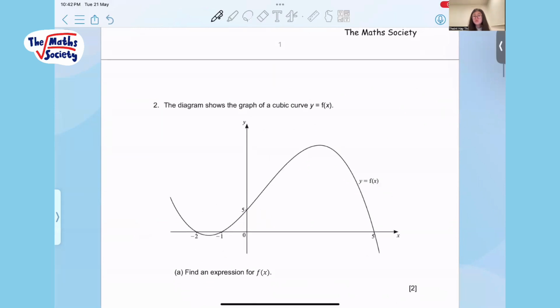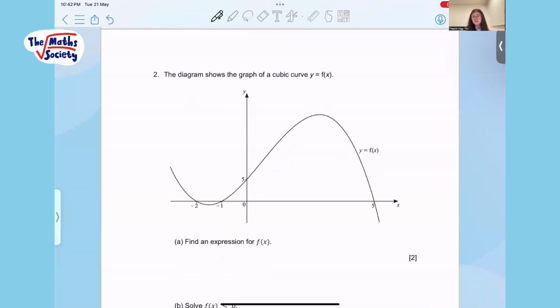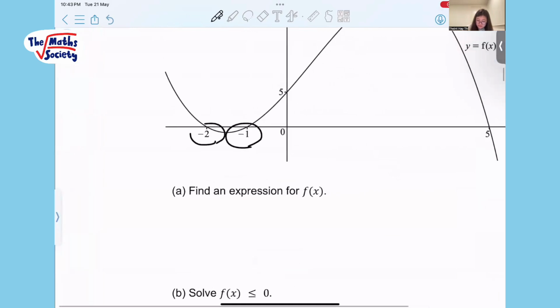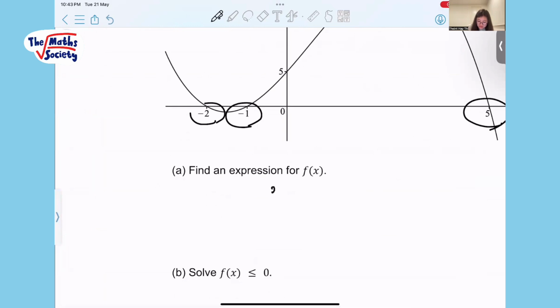And now we'll look at question 2. It already shows a diagram of the graph of a cubic curve, and we just need to find an expression for f of x. So it's basically asking you to find the equation, which is different from the one we did in question 1. Here we already see the 3 roots. We know it's going to be x plus 2 and then x plus 1, yeah? And then we know there's a root at 5, so it's going to be x minus 5.